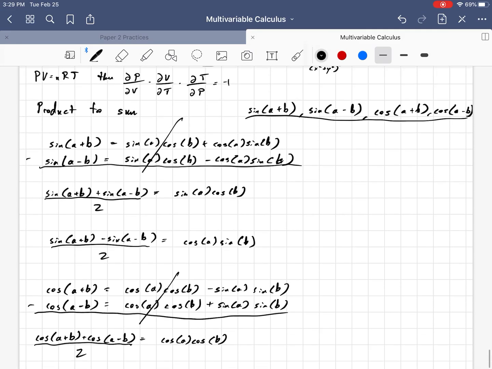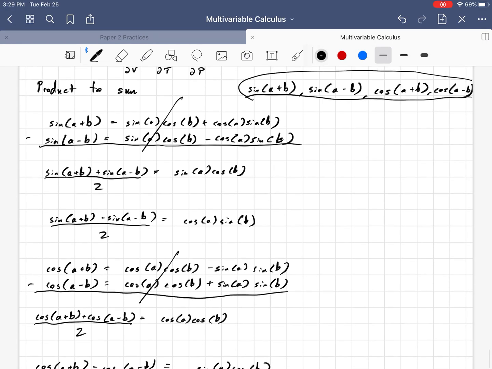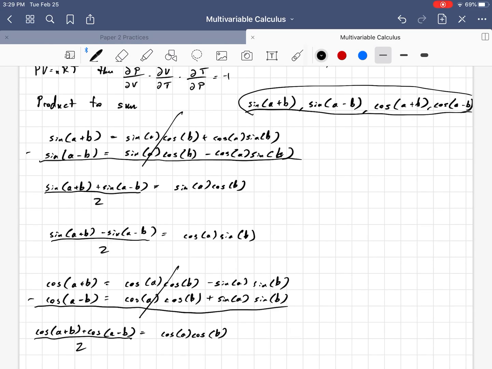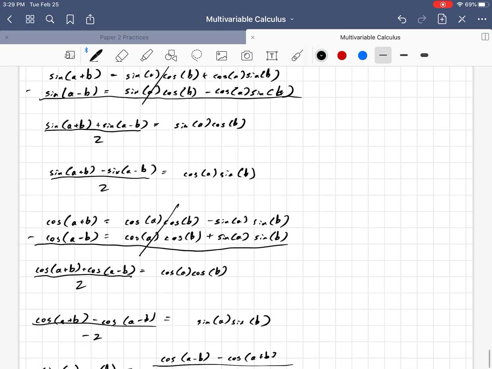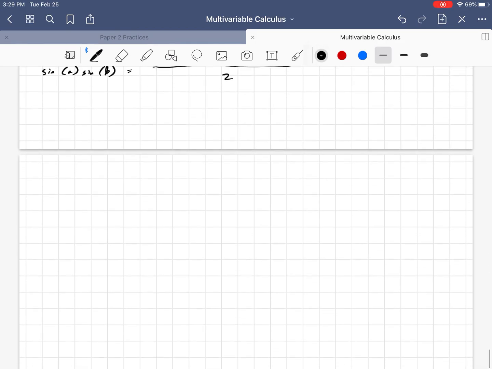Now, if these first four identities here are not engraved into your mind, or if you're looking for maybe a new way to derive them, I am going to show that. My derivation relies on DeMoivre's theorem.